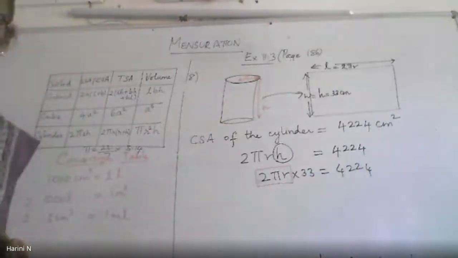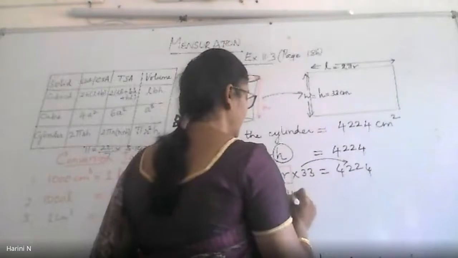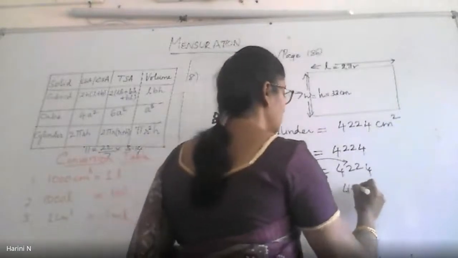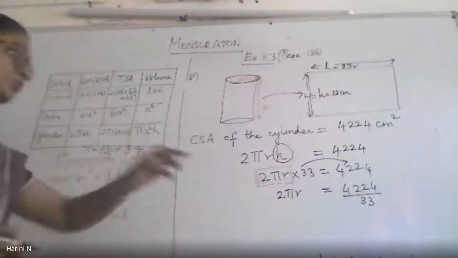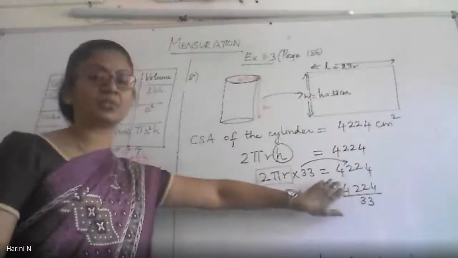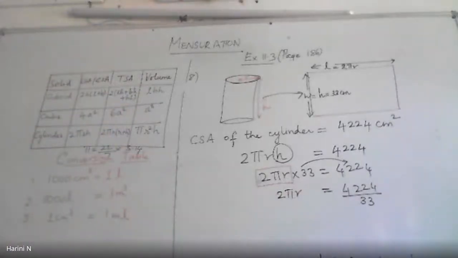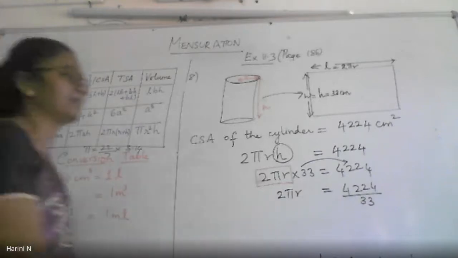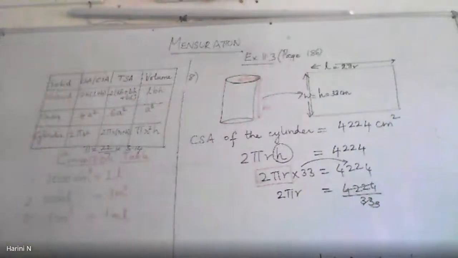So we will find out what is 2 pi r. Only the h we will transpose that side. So 2 pi r equals 4224 divided by 33. Do this division, both of them are multiples of 11. If you know the divisibility test by 11, you know that it will be divisible by 11, both of them. Go ahead. Divide both of them with 11. 11 3s are 33. Divide 4224 with 11.